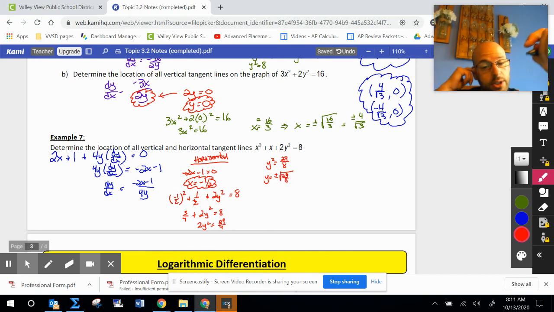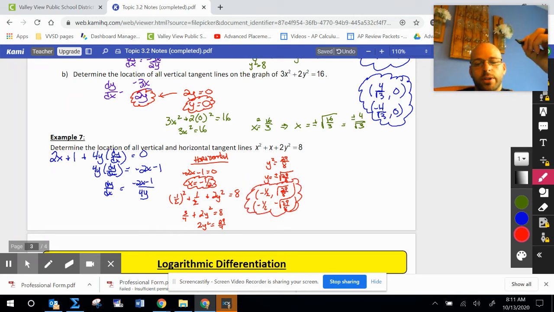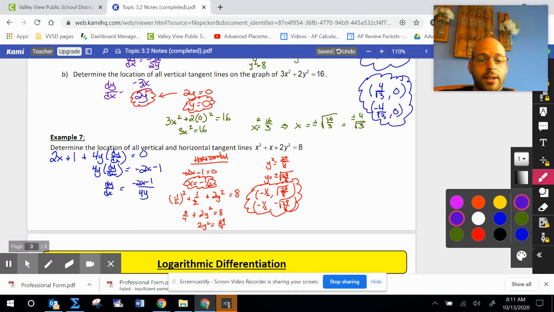You don't need to reduce that, but I know my horizontal tangents are at negative 1/2, comma, square root of 29 over 8, and negative 1/2, comma, negative square root of 29 over 8. And there are 2 places where I have horizontal tangents. Now, if I go to my vertical tangents, I'm going to set the denominator equal to 0.